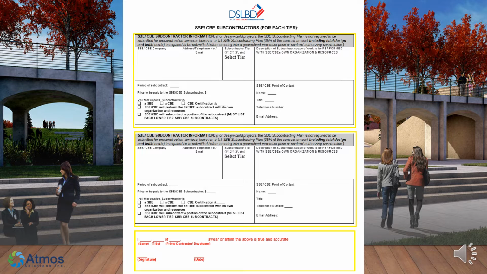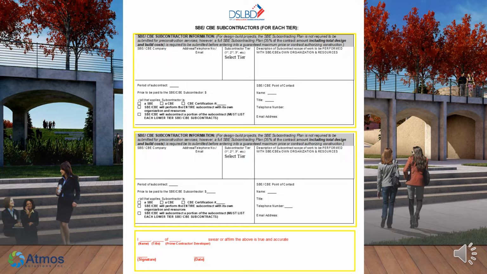Here is the second page of the SBE subcontracting plan. There are a few items on this page that you will need to complete. First, your lower tier company's name, their address, telephone number, email address, as well as their tier level in relation to your company. You will also need to provide a description of the work that your lower tier will be performing on site, as well as the total amount of their subcontract.